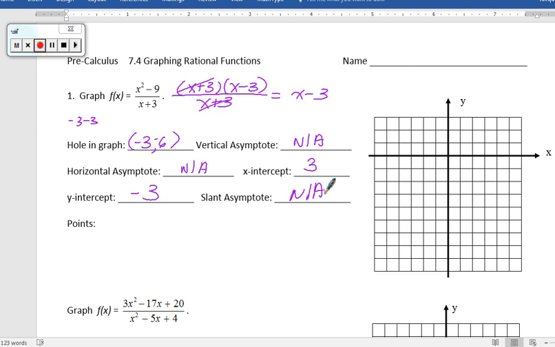So I know I have a hole at negative 3, negative 6, so we're going to put a hole there. We have a y-intercept at negative 3, and an x-intercept at 3. Oops, I missed that one there, that's a 2, at negative 3. This has a slope of 1, so the line's going like this. We pick up on the other side of the hole, and that's our graph of this particular rational function. All right, let's look at the next example.